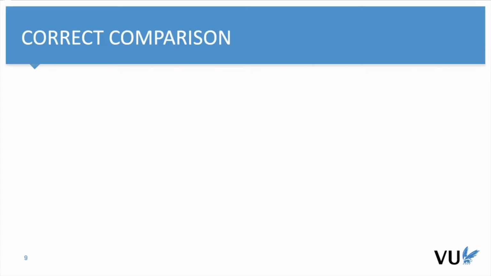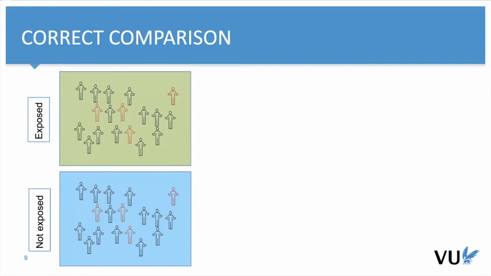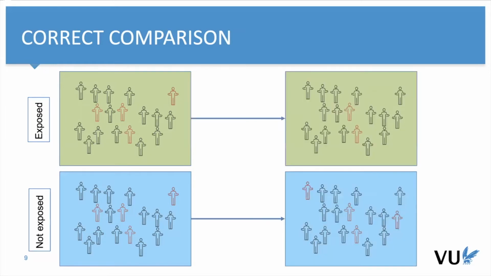So the correct comparison will then be that we have an exposed group with a certain underlying risk for the event. We have an unexposed group with a similar risk of the underlying event. And when we then follow both groups up over time, we can really compare what the eventual risk of cardiovascular disease is at the end of the study time. And here we see that in the exposed group, that risk of cardiovascular disease is lower than the non-exposed group.